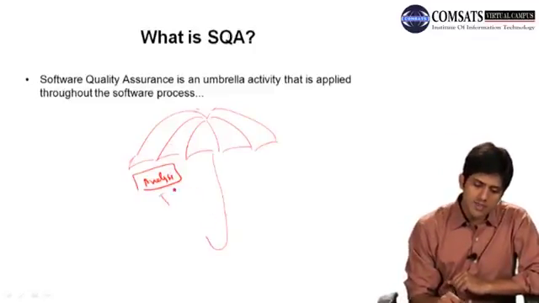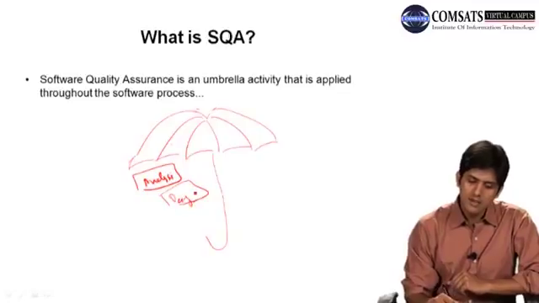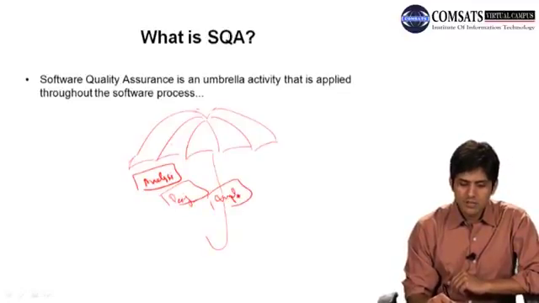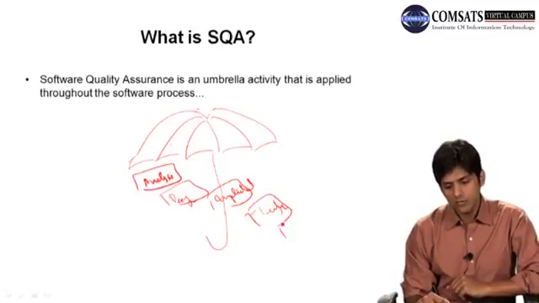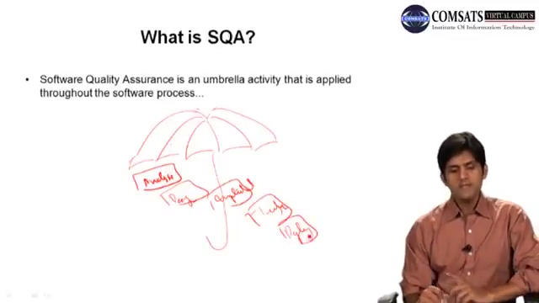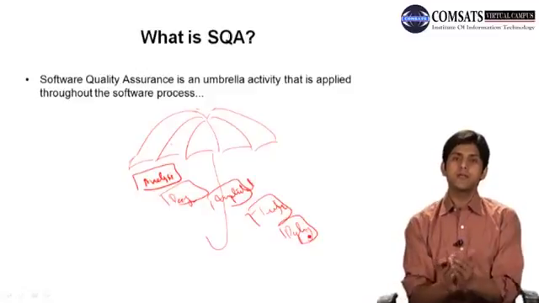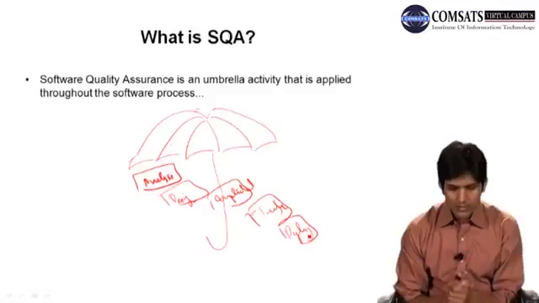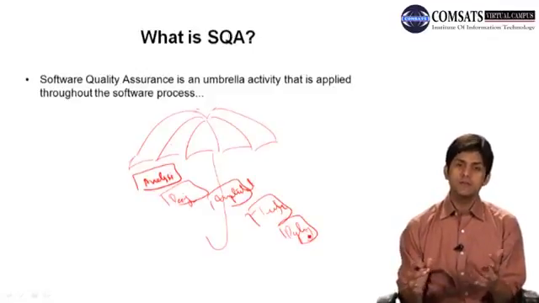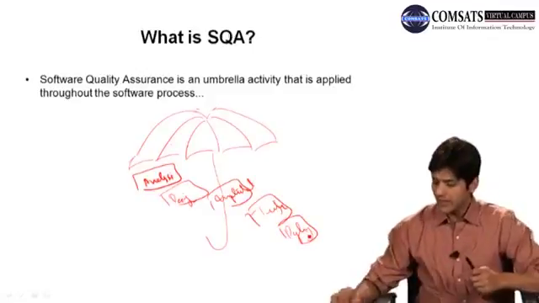So it should be there in our analysis, in our design, in our implementation, and in our testing. Similarly when we deploy, so it is basically throughout the life cycle of the product that we need to make sure we are ensuring quality in the product. That is why we call software quality assurance an umbrella activity.